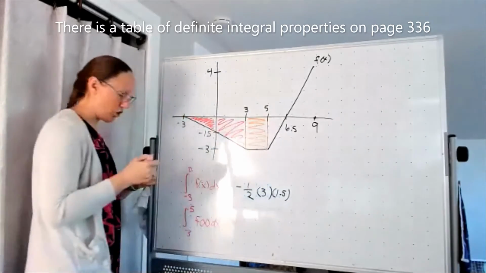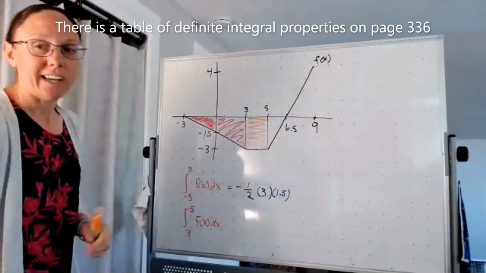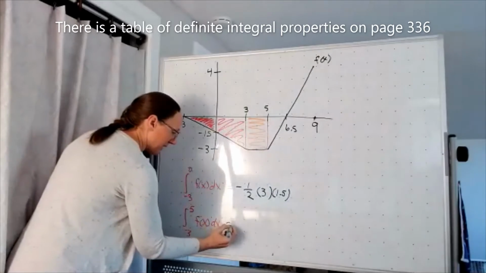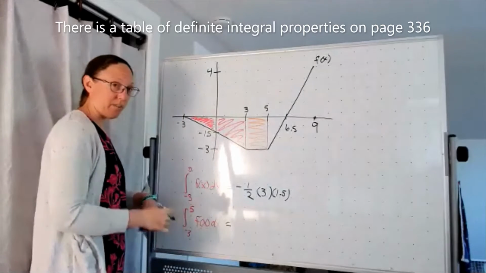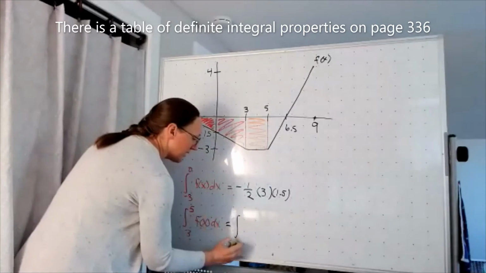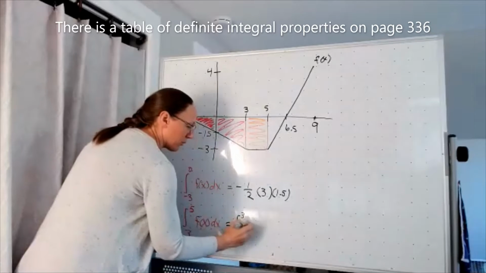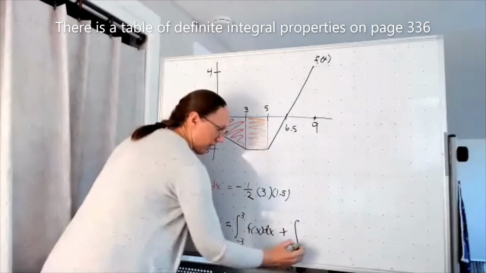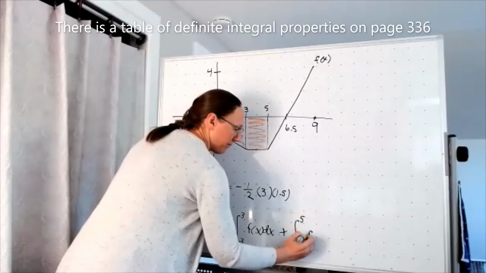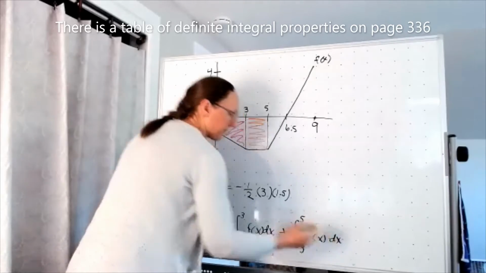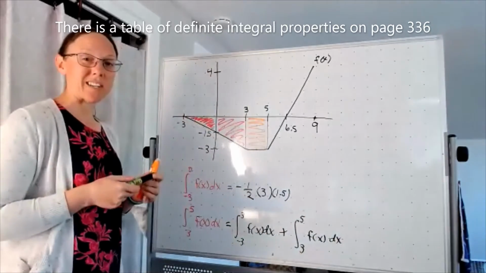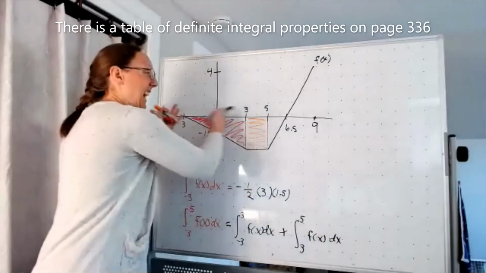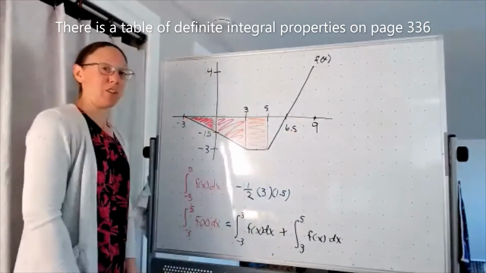So one of the things that we can do with definite integrals is to break this up and say, well, this going from -3 to 5 is equivalent to taking the area from -3 to 3 of f of x dx and adding that to the area from 3 to 5. I don't really think about it as a separate formula. I personally think about it visually.